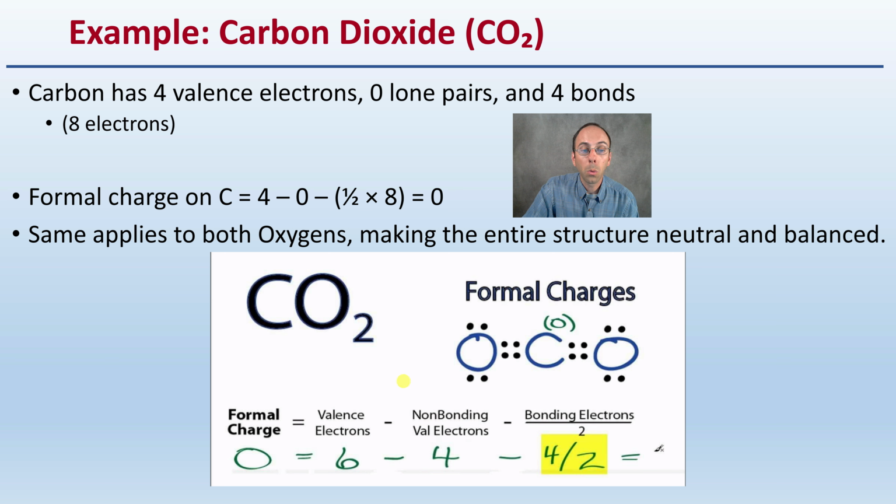So again, we're going through, we're looking at the valence electrons, the non-bonding valence electrons, the bonding electrons, and taking all of those into consideration to calculate our formal charge. And if it's 0, as in this case, or neutral, this ensures the entire structure is balanced and also very stable. And as we know, carbon dioxide is a very stable molecule. This is a way we can apply some math and looking at the structure to again make predictions about molecules using their formal charge.